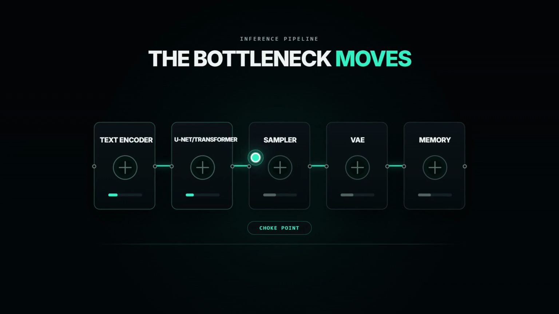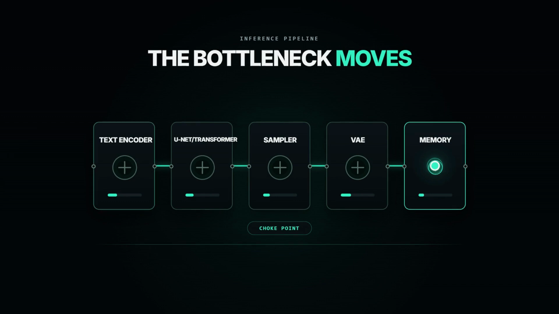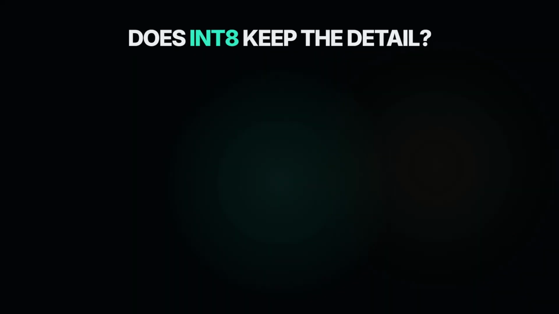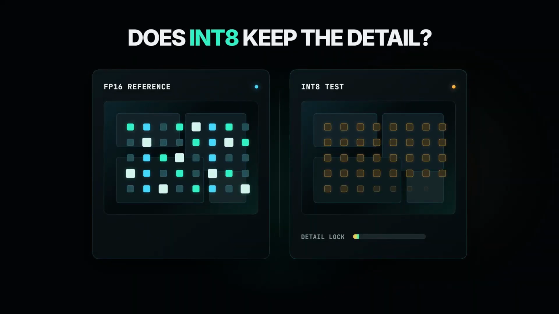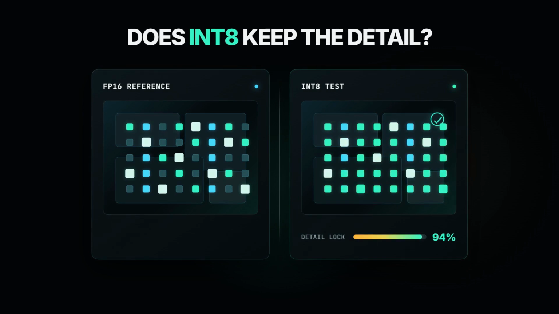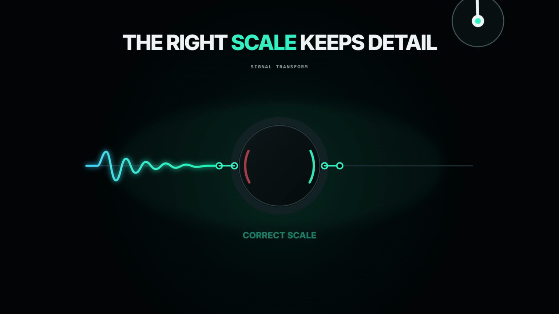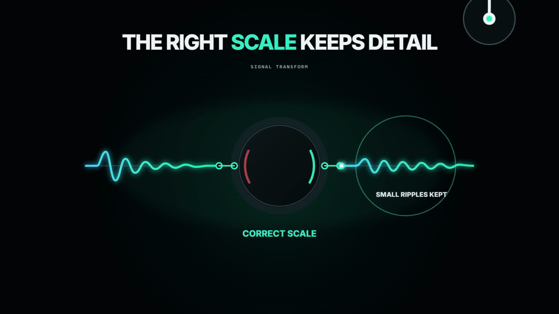Sometimes it is model weights, sometimes it is attention, sometimes it is the sampler, the VAE, or plain old memory copies. The quality question is simple. Can the model lose precision without losing the image? Sometimes yes. Sometimes the details get weird. Good quantization is about choosing scales carefully. Bad scales can crush small signals, and small signals are often where texture, lighting, and style live.